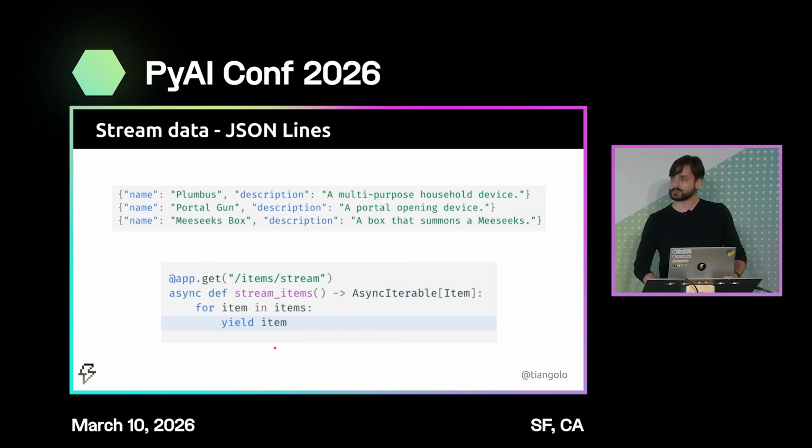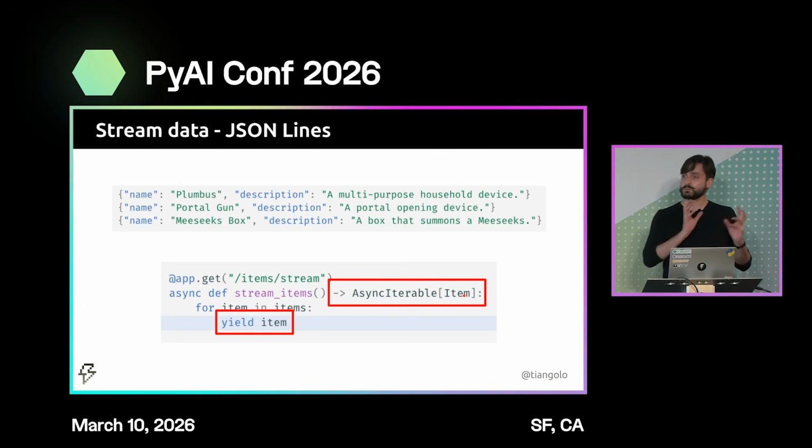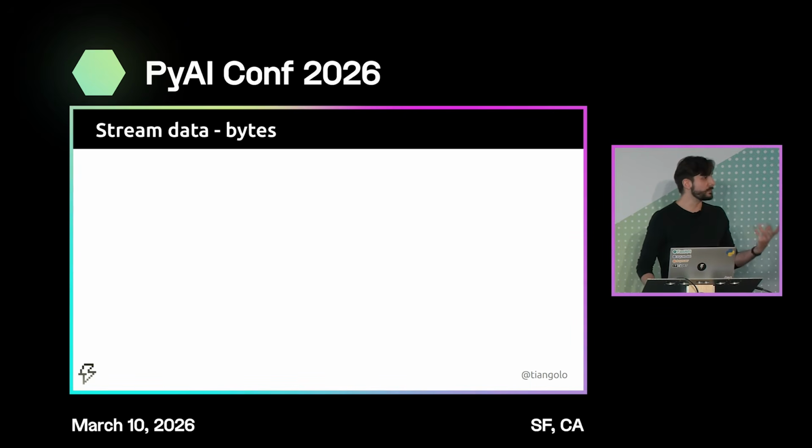FastAPI will know that it has to convert this item to JSON. Again, if you define the type annotation, FastAPI will know that it can use Pydantic to convert each one of these items to a JSON line using Pydantic underneath. So it's very high performance stuff. Nice. In many cases, you are not dealing just with JSON data, you are dealing with pure bytes.